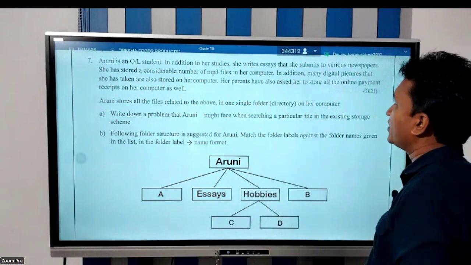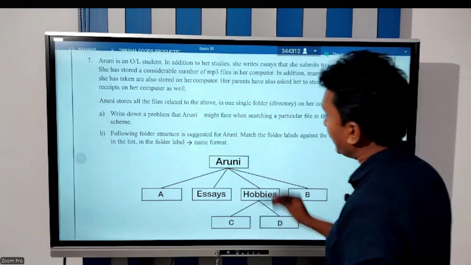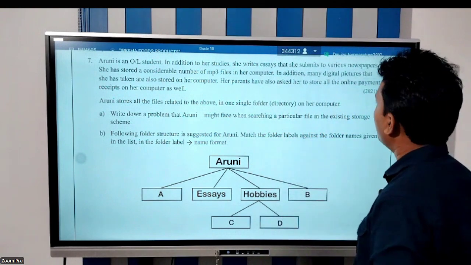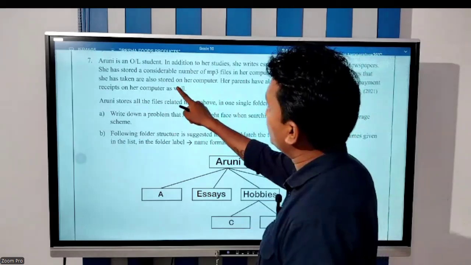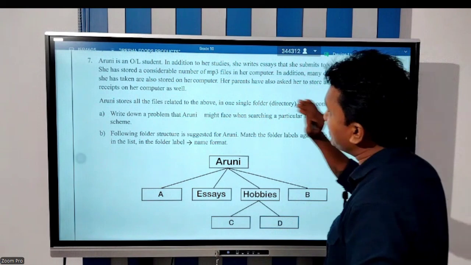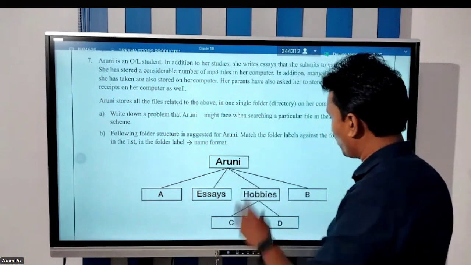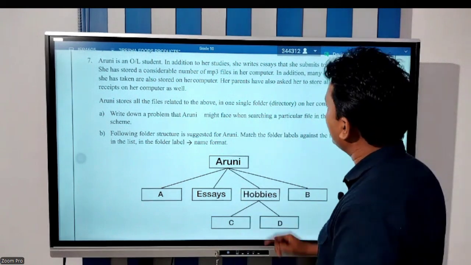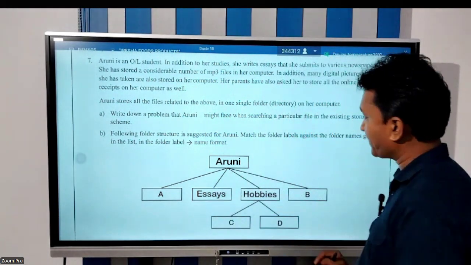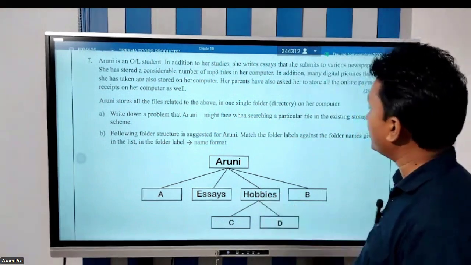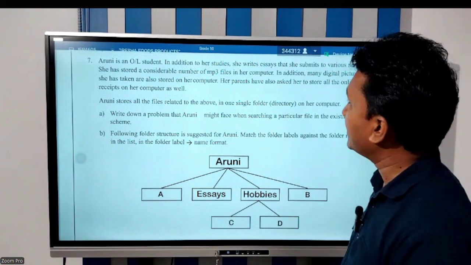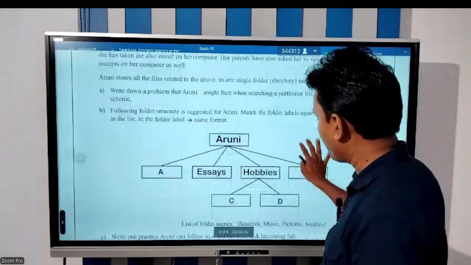Aruni is an O-level student. In addition to her studies, she writes essays that she submits to various newspapers. She stores a considerable number of MP3 files, many digital pictures are stored, right? So there are hobbies. Now the essay folder is given. Now she has another two hobbies. What is that? One is taking digital pictures and MP3 files. Therefore, the list is given.